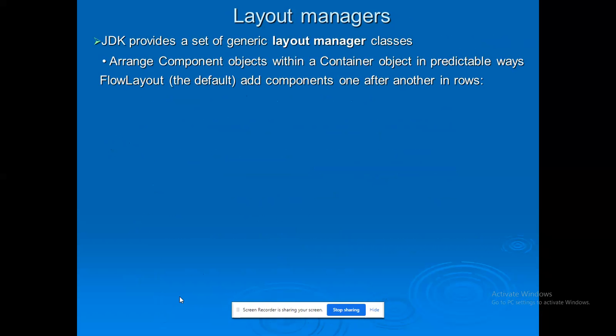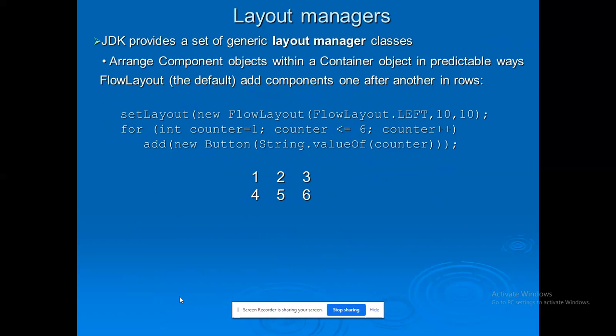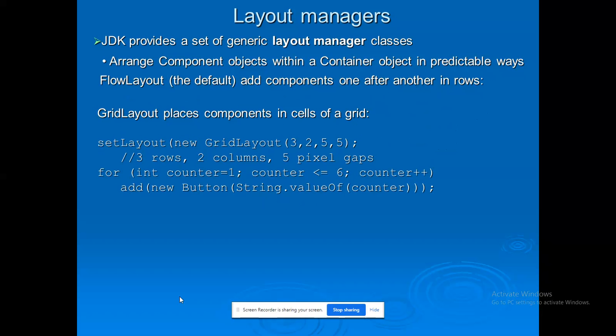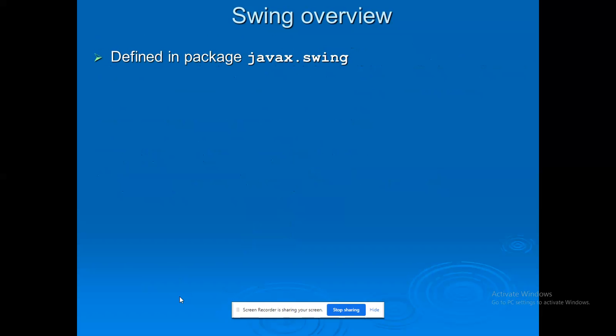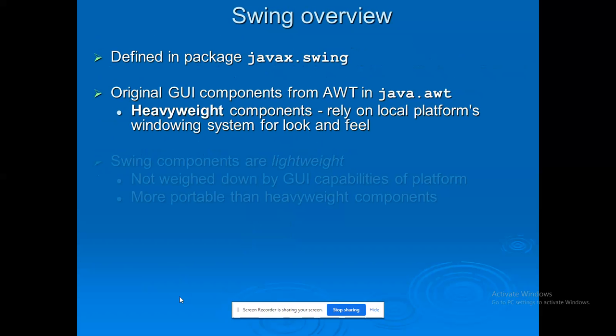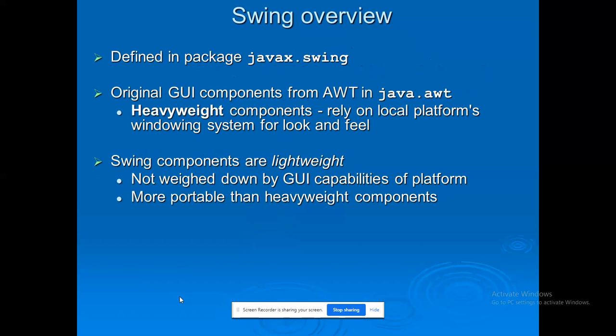Layout managers: how we are going to arrange the components. Flow layout, as it is, the controls will flow from left to right. Grid layout is nothing but my calculators. Based upon how many controls, how many rows and columns, what dimensions they have to keep, pixel gaps. So 3 rows, 2 columns, 5 pixel gaps through my layout managers. Even I could arrange it based upon directions, with the border layout. Those three, I think, are enough for us to take it forward.